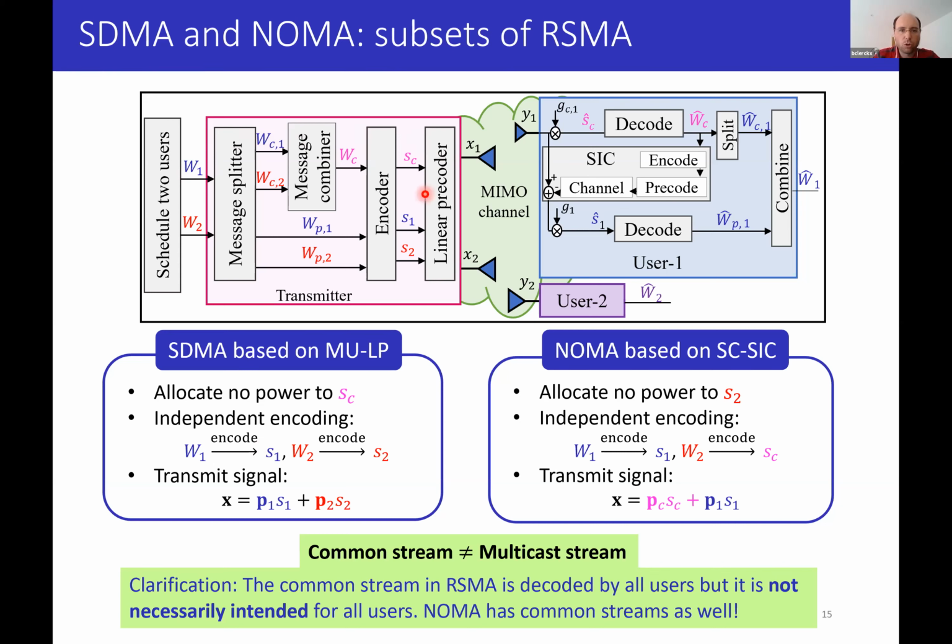In other words, I allocate zero power to the common stream SC. So you can simply turn it off. And what you end up with is just two private streams, S1 and S2, that are precoded.